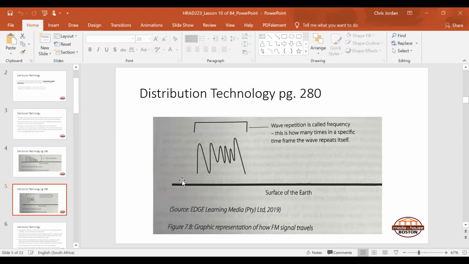And so we can see how well maths and science is important to our lives, right? Okay, so an FM frequency signal travels. This is how many times in a specific time frame the wave repeats itself, and that you can remember from science and maths, right?